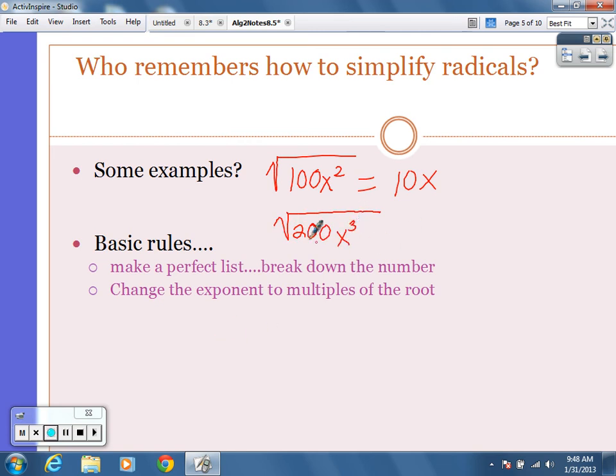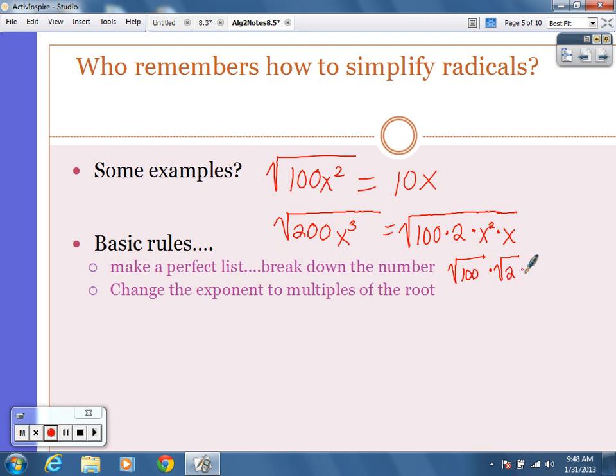What makes this trickier is that 200 is not a perfect square, so I need to break it down and change it to a product of something that is a perfect square, like 100. So we're going to change this to 100 times 2. X to the 3rd also is not a perfect square, but it can be composed of x squared times x. Now I can break this down into lots of little roots. Square root of 100 times square root of 2.